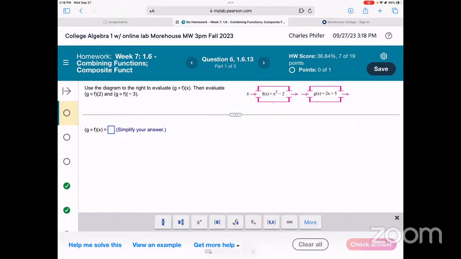I think I'm going to write it out like I did before. Our outside function is G, so I'm going to start there, but replace each x with blank parentheses. So I'm going to say 2x plus 5. And then inside those blank parentheses, I'm going to put F. Remember, the second function goes inside the first. So that's going to be x squared minus 2. And I'm going to simplify this. If we distribute that 2, that becomes 2x squared, minus 4 plus 5 is plus 1.